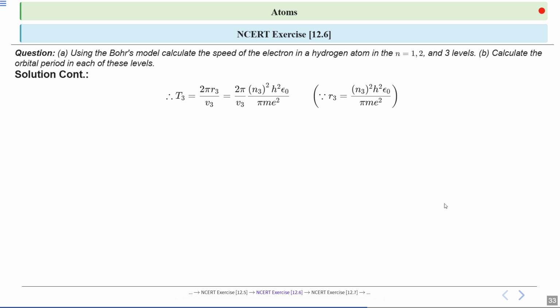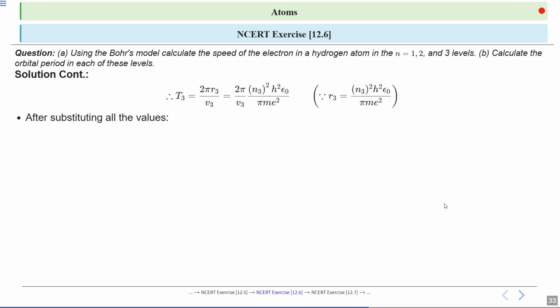Notice how we have substituted the expression for R3 in terms of n, Planck's constant h, permittivity of free space epsilon naught, the electron mass m and electron charge e. So T3 becomes 2 pi n3 squared h squared epsilon naught upon V3 pi m e square.